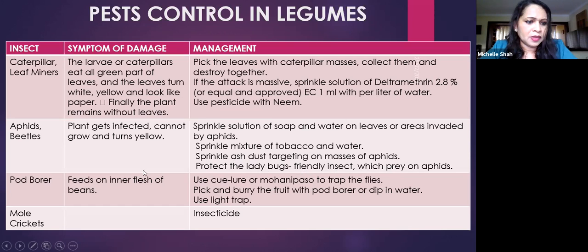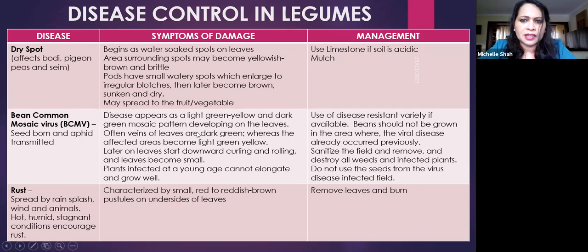Pod borer insects feed on the inner flesh of the beans. For management, you use traps to catch the flies. Pick and bury the fruit with pod borer or dip in water. And use a light trap. Mole crickets are destroyed by insecticide. I will give the various types of insecticides shortly. In another slide, you will see the names of these insecticides.